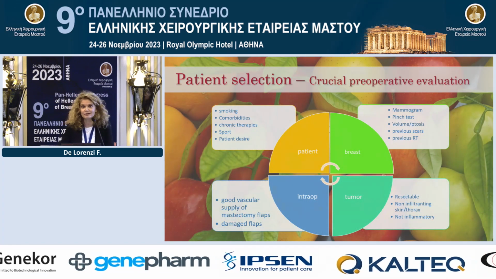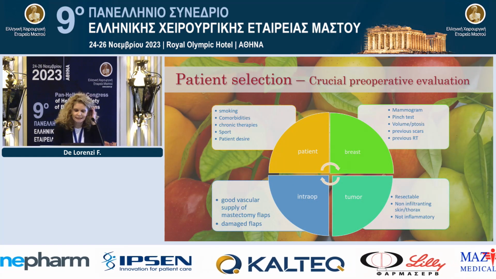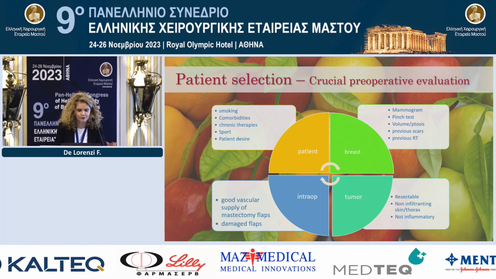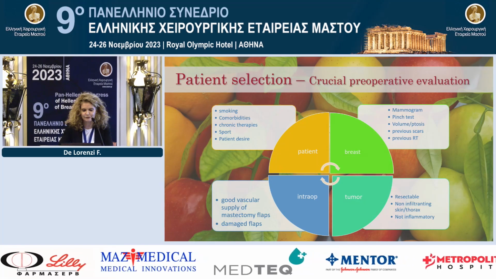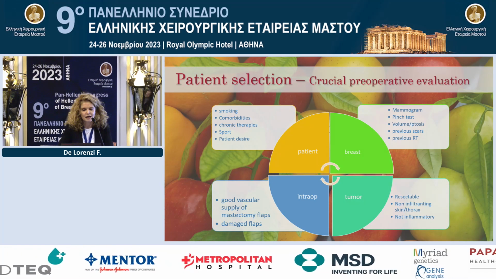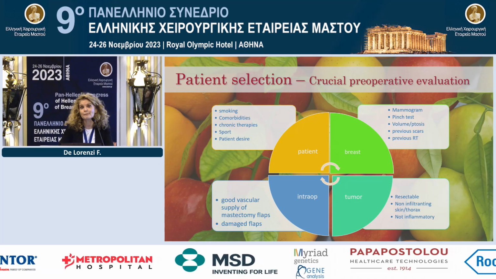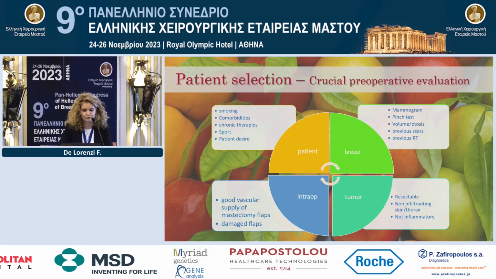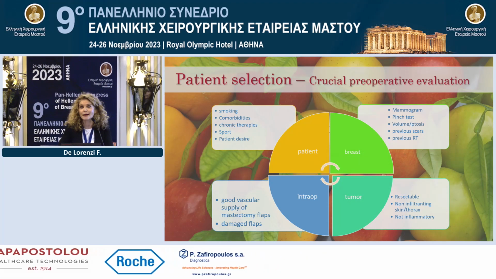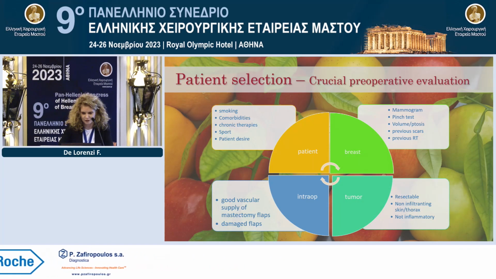And this is my personal algorithm for patient selection. I really believe that preoperative evaluation is really important. So, 4 main areas. The first one is the patients. Smoking habitus, comorbidities, and chronic therapies may impair the vascularization of the mastectomy flap. Of course, sportive women are those that may benefit from prepectoral reconstruction.